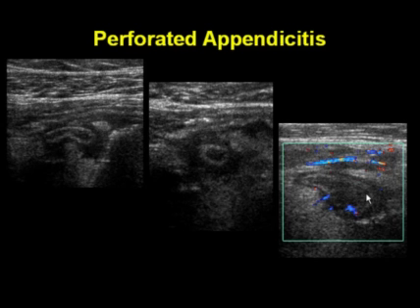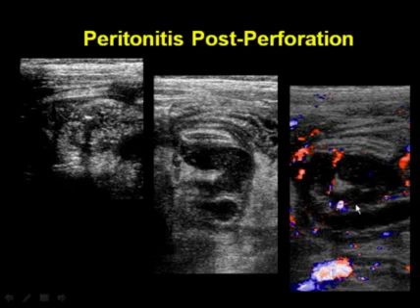Here's an example of a perforated appendix. We can see the appendix with some irregular fluid surrounding the tip. Here we see it in cross-section, and in this last image we see that there's some hyperemia as documented with color Doppler and a swollen, bulbous termination of this appendix.